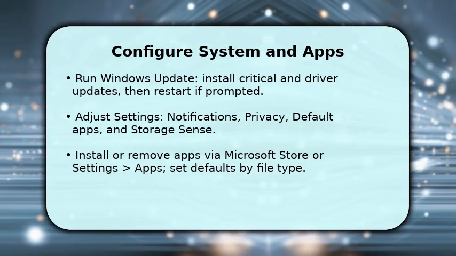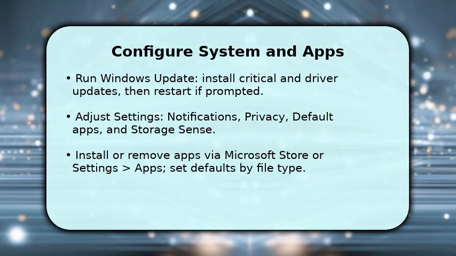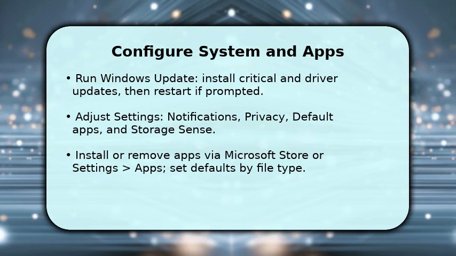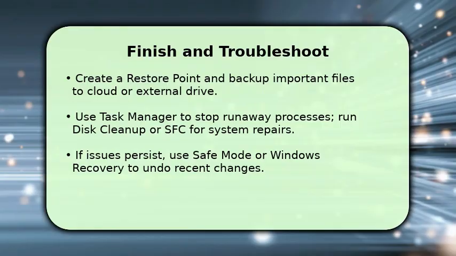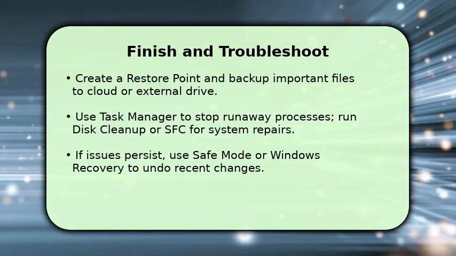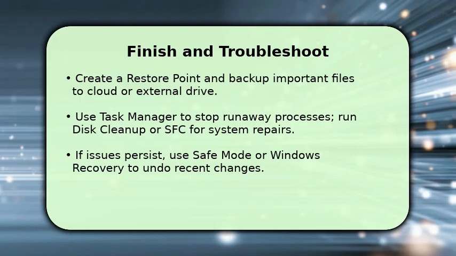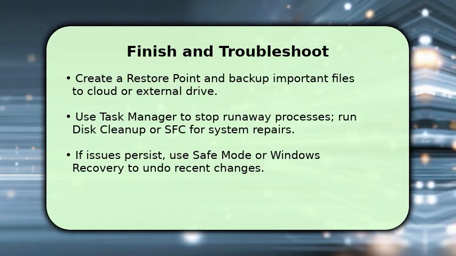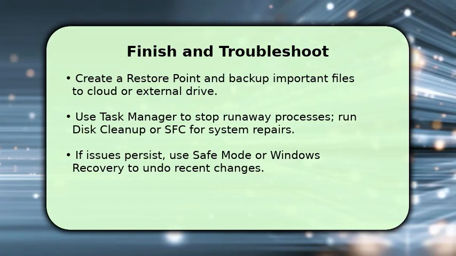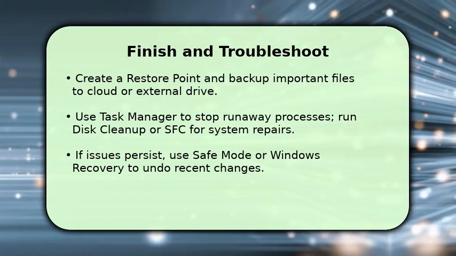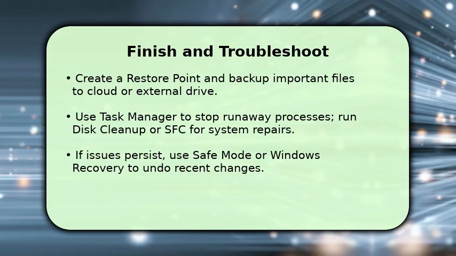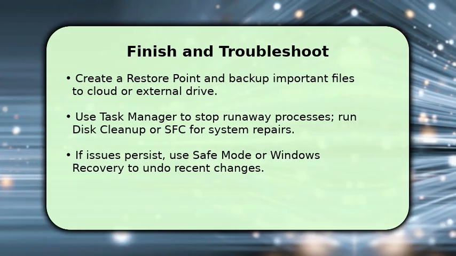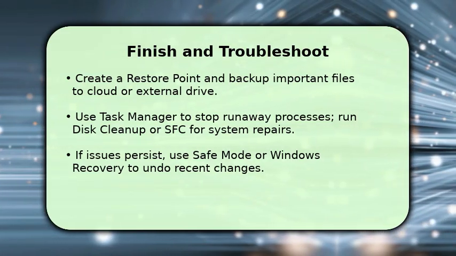Make sure Storage Sense is configured to clear temporary files automatically, so to finish, create a restore point and back up important documents to OneDrive or an external drive so you can recover if needed. Check Task Manager for high-resource apps and end tasks that freeze the system, then run disk cleanup and sfc /scannow to repair corrupted files. Make sure System Restore is enabled so you can roll back.